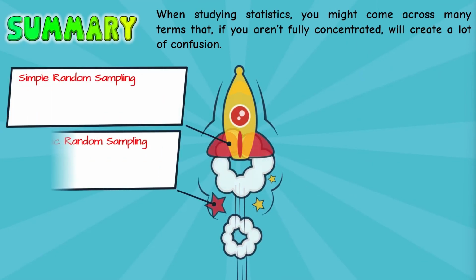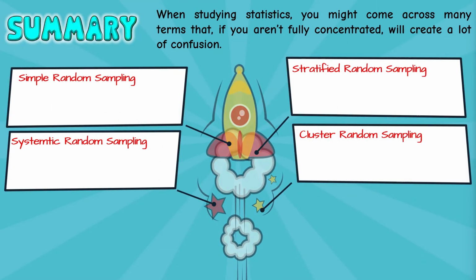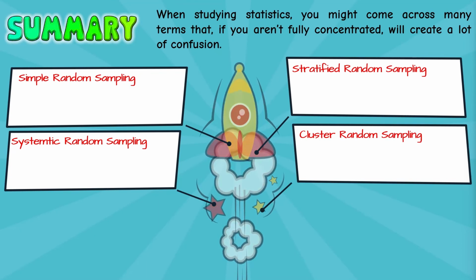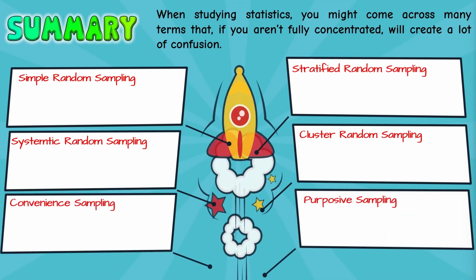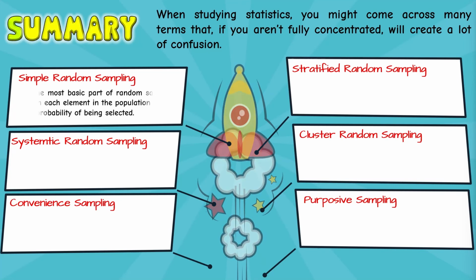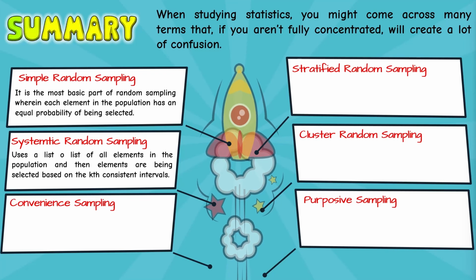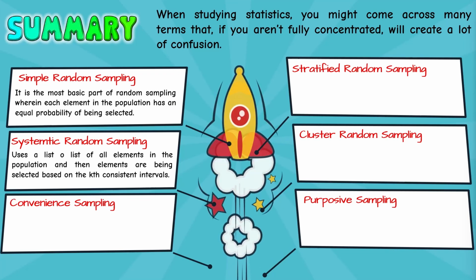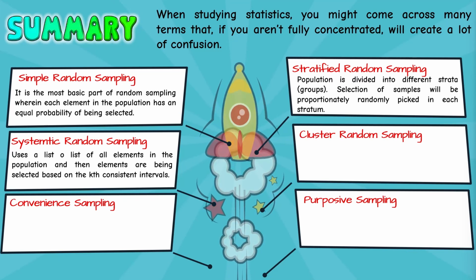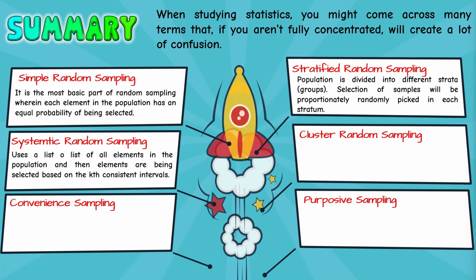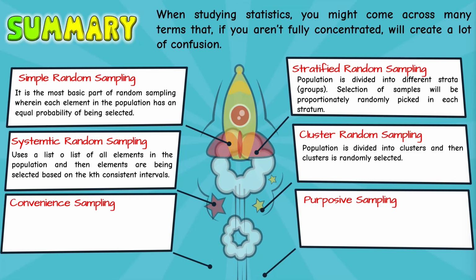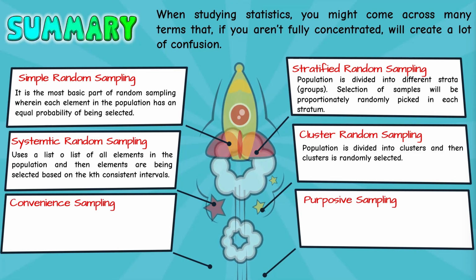So again, the four types of random sampling are simple random sampling, systematic random sampling, stratified random sampling, and cluster random sampling. And the two types of non-probability sampling are convenience sampling and purposive sampling. Simple random sampling is the most basic form of random sampling. Systematic random sampling has a system or rule to be followed. Stratified is when the population is divided into different strata and it is used for a smaller population, while cluster random sampling is used for a larger population, no?